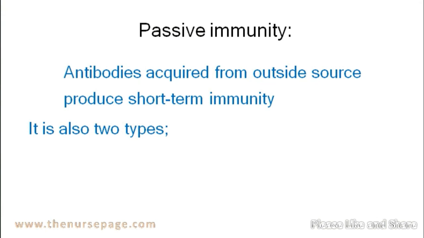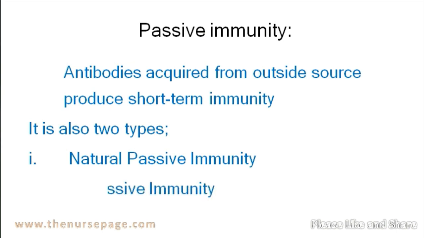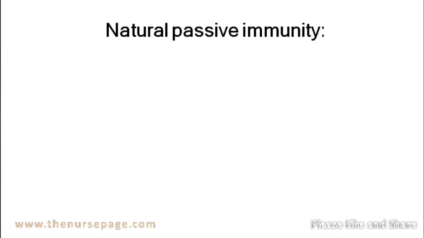Next is passive immunity. Passive immunity means antibodies acquired from an outside source produce short-term immunity. In passive immunity, the already formed antibodies are injected into the person. So there is no preparation from its own antibodies. Antibodies are prepared outside the body, then injected into the person. Passive immunity also has two types. They are natural passive immunity and artificial passive immunity. Usually passive immunity is for short-term immunity only. First we can check natural passive immunity.